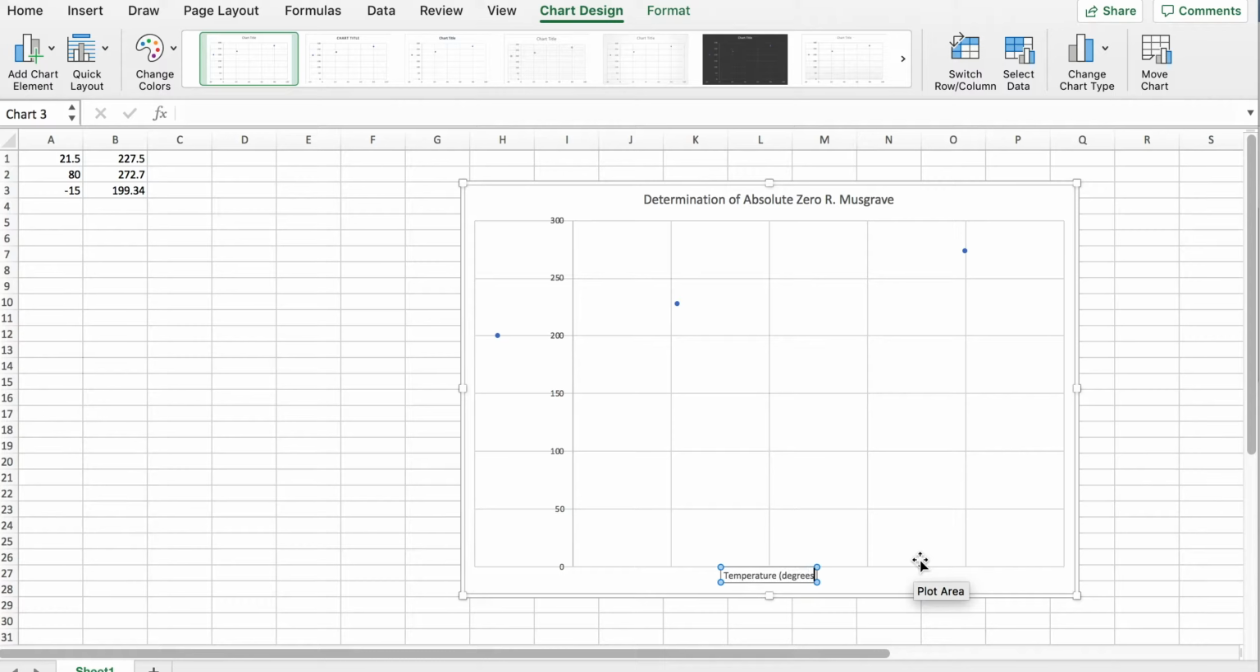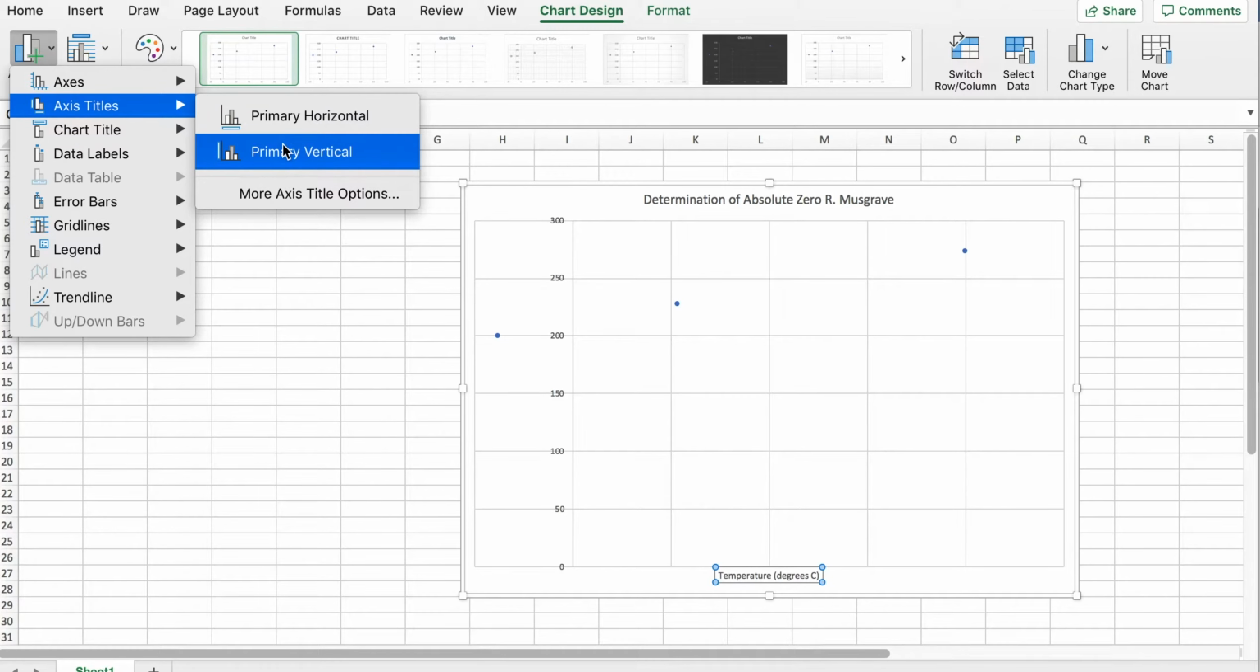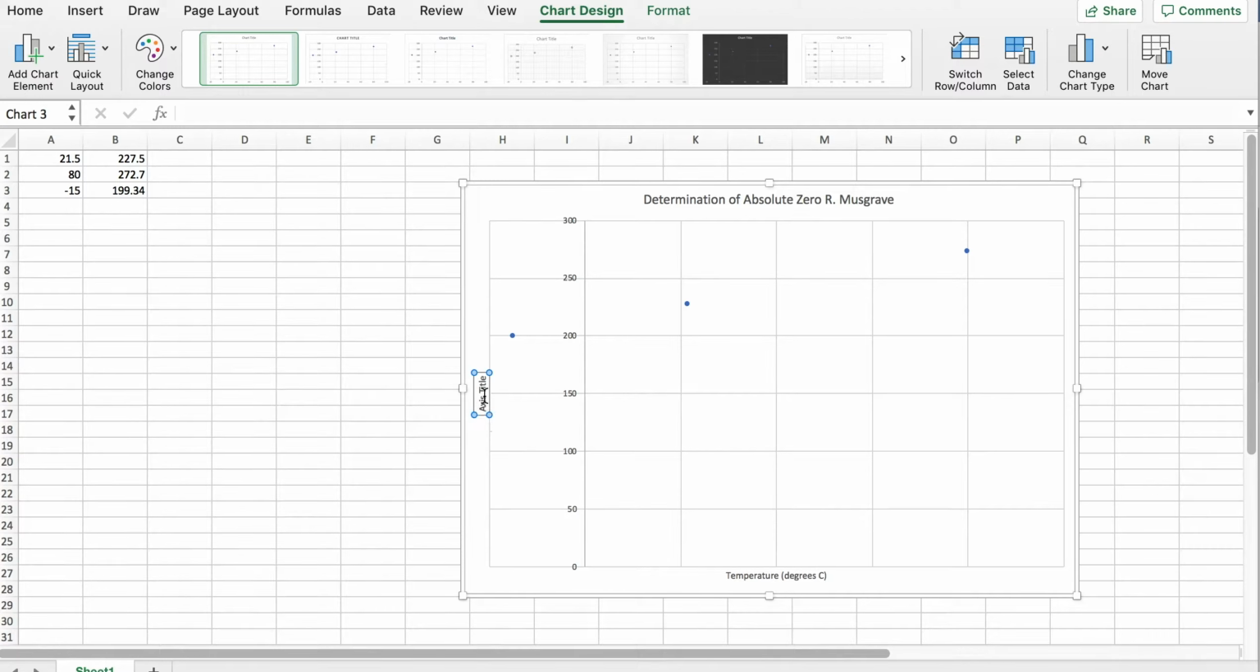We always title these with the title and the unit. Do the same thing on the y-axis, so axis titles here, and we're doing primary vertical. There it is. And we can do the same thing with that. So I'm just going to go ahead and erase that and put in volume. And that's in milliliters. So you will notice that we do have some points here as well, which is good. So we've got our graph set up now.